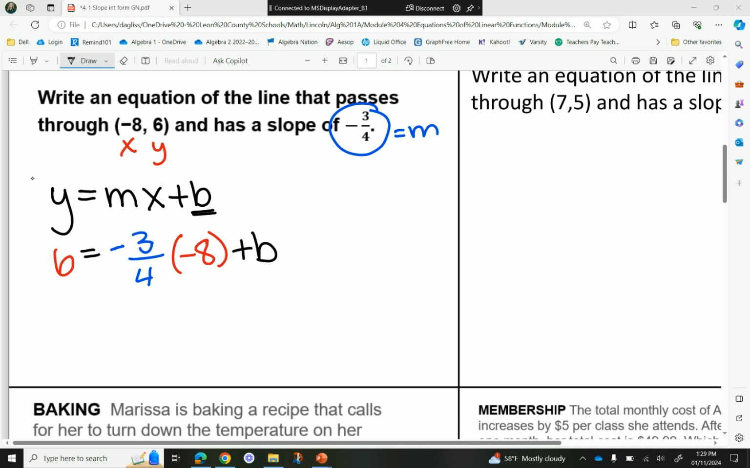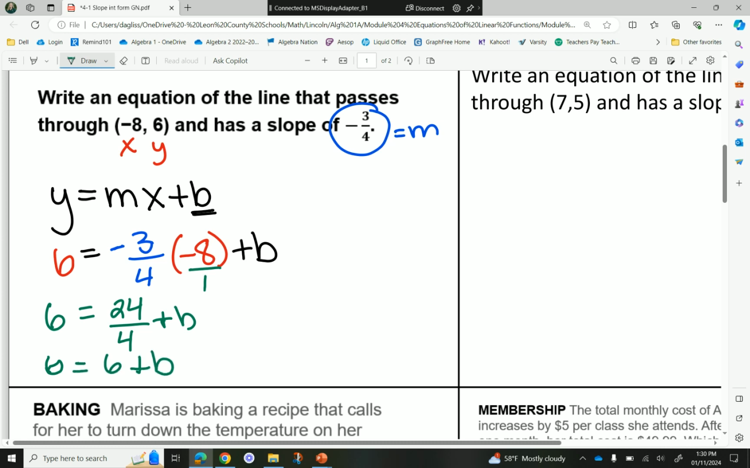Here, let's do it this way. What's -3 times -8? Positive 24. And that becomes 24 over 4. What is 24 divided by 4? 6. So 6 equals 6 plus b.